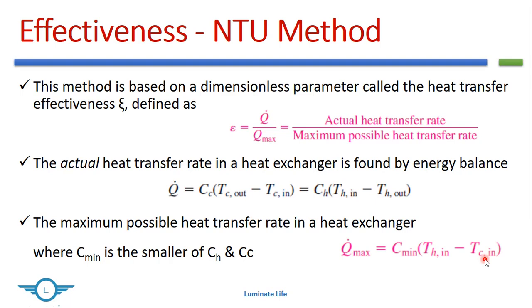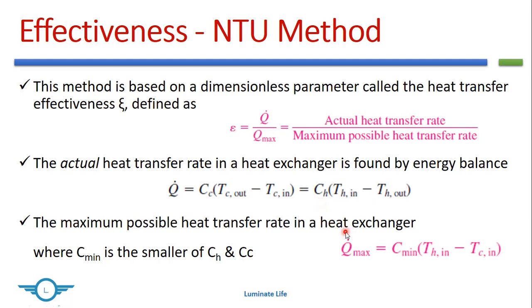But the only way both can simultaneously happen is if the heat capacity rates Cc and Ch are the same. So in order for the temperature change of each fluid to equal the difference of the inlet temperatures, Cc and Ch should be the same, but that is not the case in most situations. So it will be limited by the fluid with the minimum heat capacity rate.